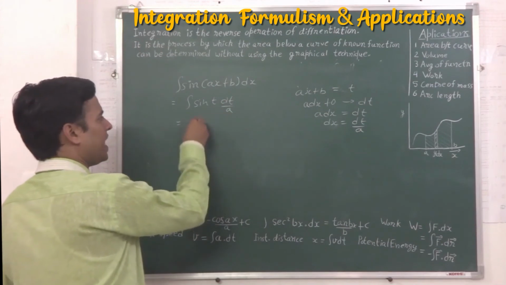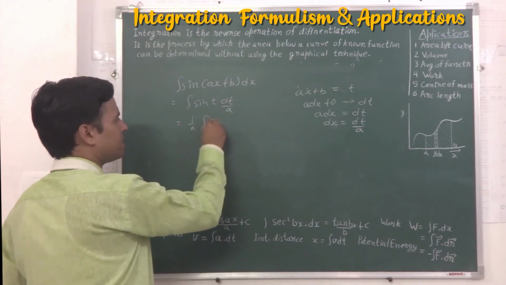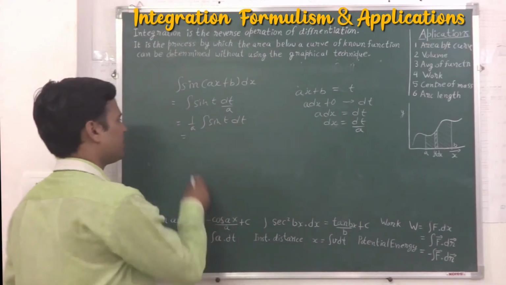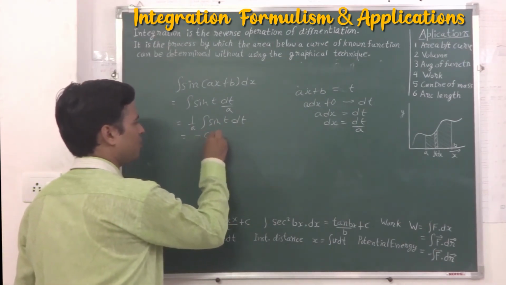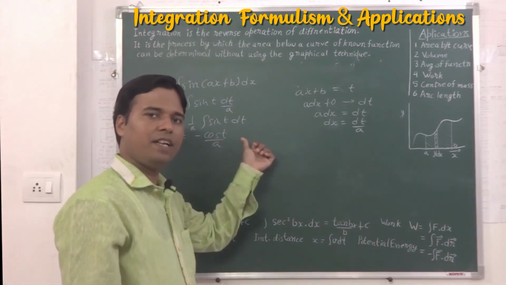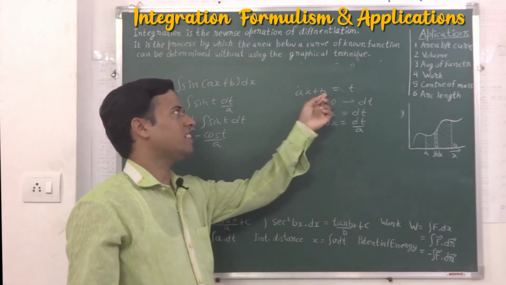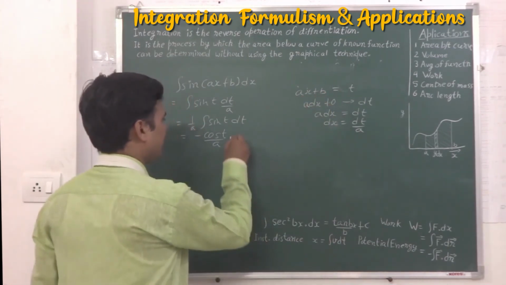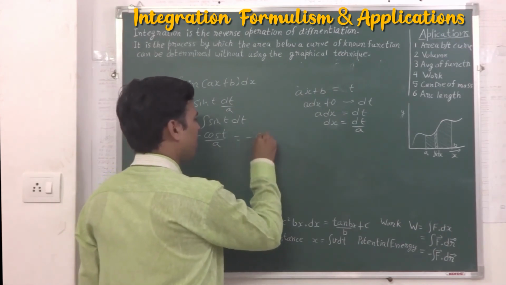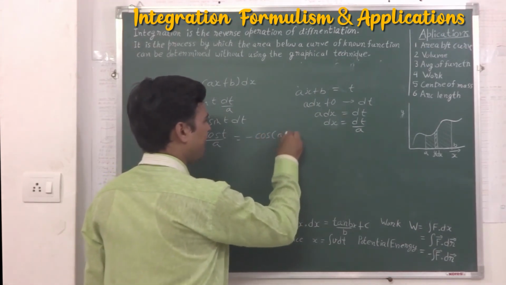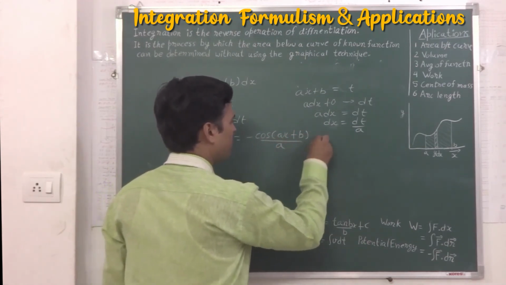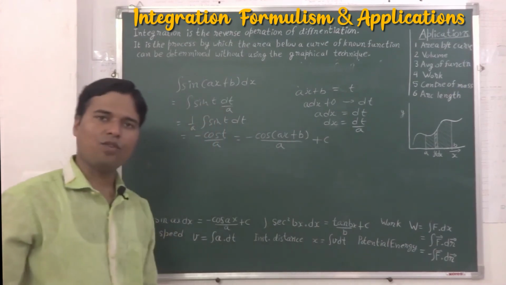Then 1 upon a will come out, then sin t dt. The integral of sin t with respect to t is equal to negative cos t, divided by a. The term t will be replaced by the initial term ax plus b, then you will get its final function: negative cos of (ax plus b) upon a plus the integration constant.